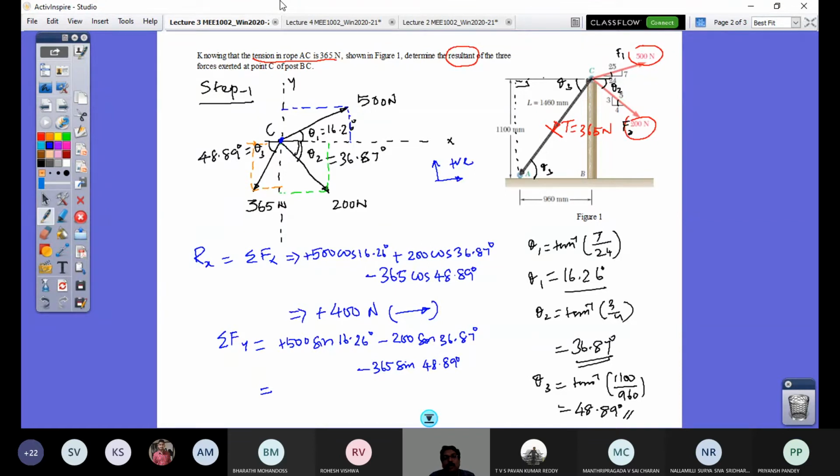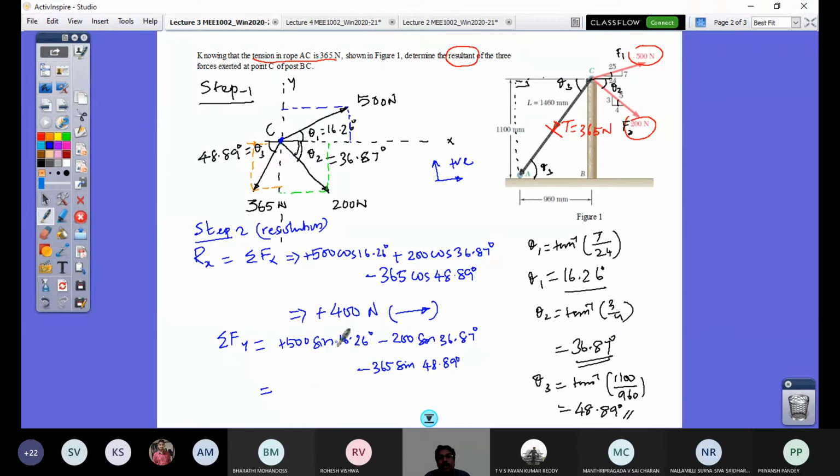Then I have to compose. So I am doing now the resolution process. Step 2 is resolving the forces. I am doing that in step 2, resolution. Then I will compose.